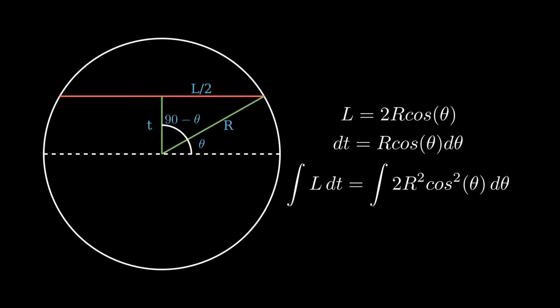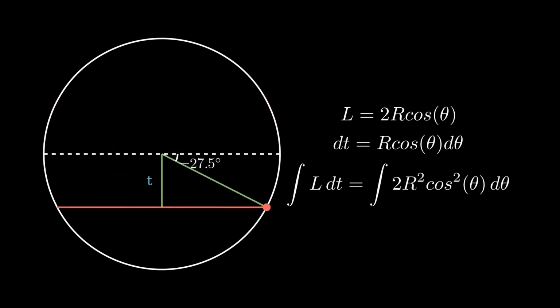Finally, we need to insert the bounds. Remember, the angle is defined to be between the positive x-axis and the radius line we have drawn. This means that the angle changes from minus pi over 2 to pi over 2 radians.